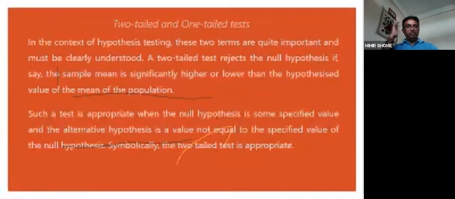Two-tailed test and one-tailed test. In the context of hypothesis testing, these two terms are quite important and must be clearly understood. A two-tailed test rejects the null hypothesis if, say, the sample mean is significantly higher or lower than the hypothesized value of the mean of the population. Such a test is appropriate when the null hypothesis is some specified value and the alternative hypothesis is a value not equal to the specified value of the null hypothesis.